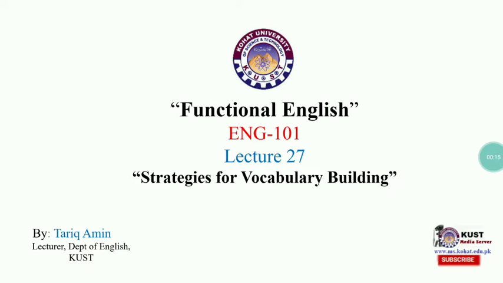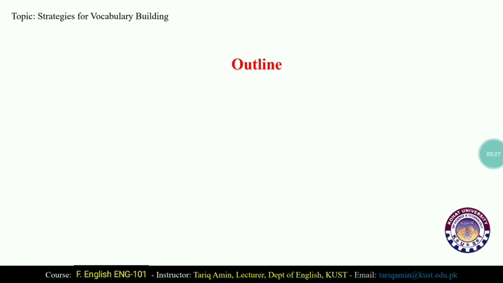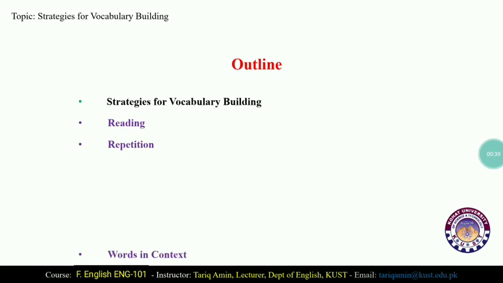This is lecture number 27, and our today's topic is strategies for vocabulary building. Lecture outlines of today's class include, first of all, we will discuss strategies for vocabulary building. The strategies are reading, repetition, words in context, prefixes and affixes, etc. So these are lecture outlines. In short, we would discuss the different strategies for vocabulary building in today's class. Yet we will discuss 6 to 7 different strategies.